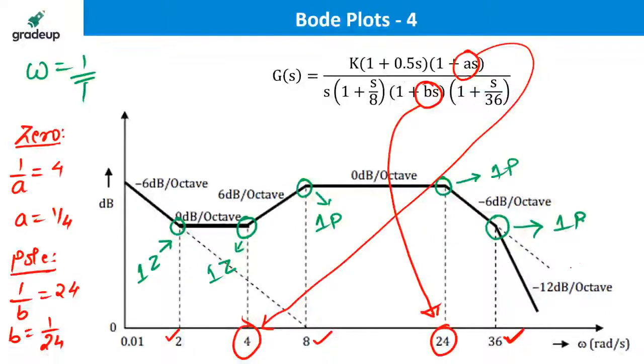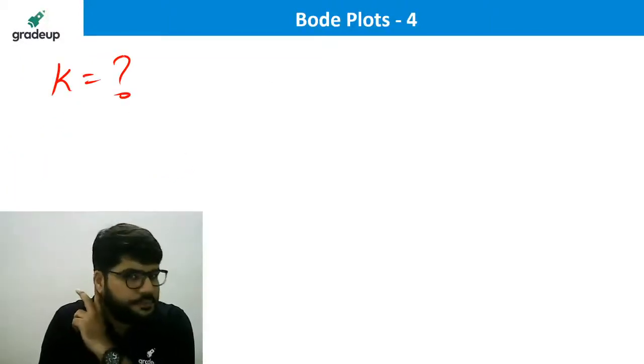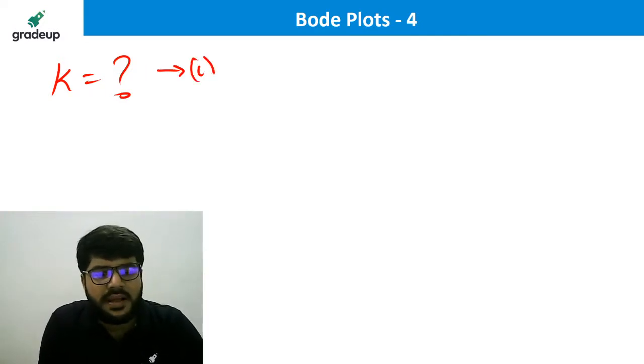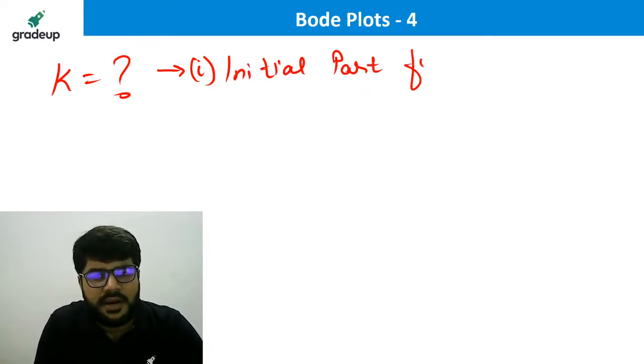Yes, correct answer. I need the value of a by bk. Only thing missing is k. Okay. Next is to find the value of k. Now how to find the value of k? Number one method, again, as I have told you, initial part formula, to find the value of k.